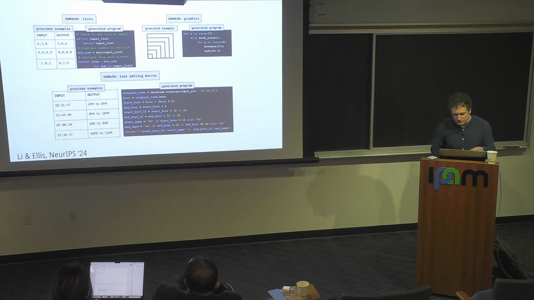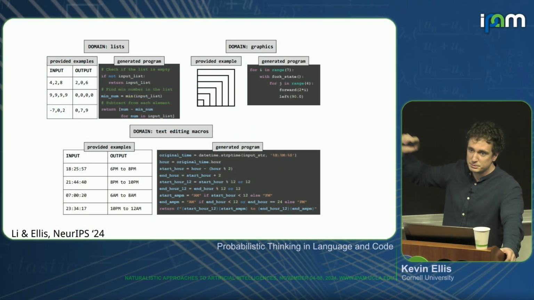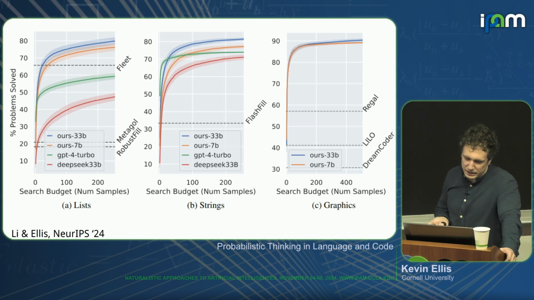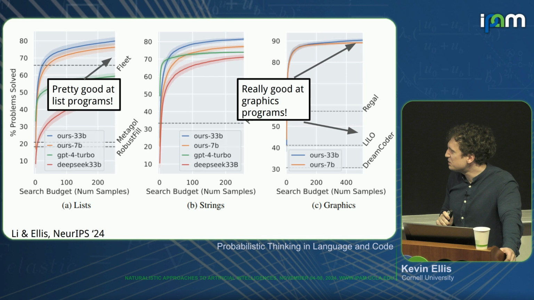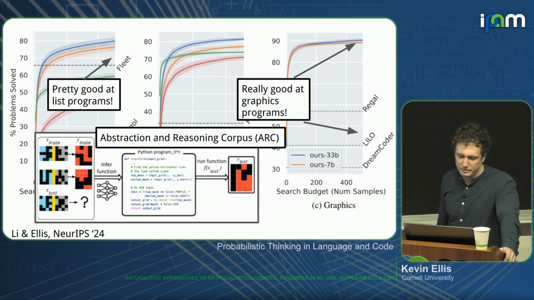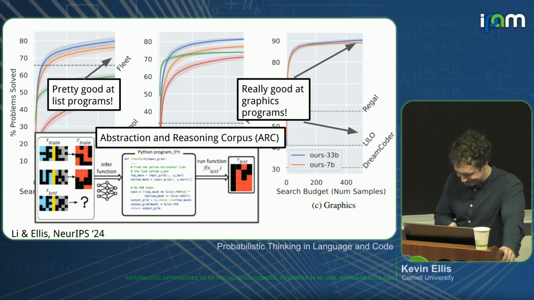So we applied this to a variety of different domains: flash-fill style problems, functional programming style problems, and these graphics problems. We found it actually just works better than we thought it would. It was pretty good at these list algorithms, really good at these graphics programs. It was really graphics where it did the best. So then we thought, well, there's this popular data set, the Abstraction and Reasoning Corpus, which is like algorithms on visual input. So then we tried to apply it to that, and it didn't quite work. And at the end of the talk, I'll explain what was going on and why.